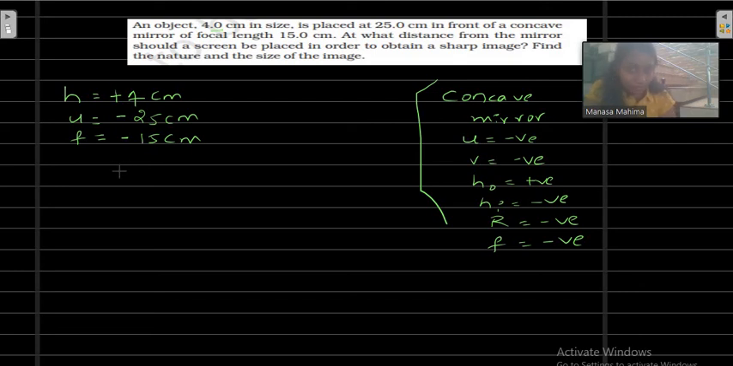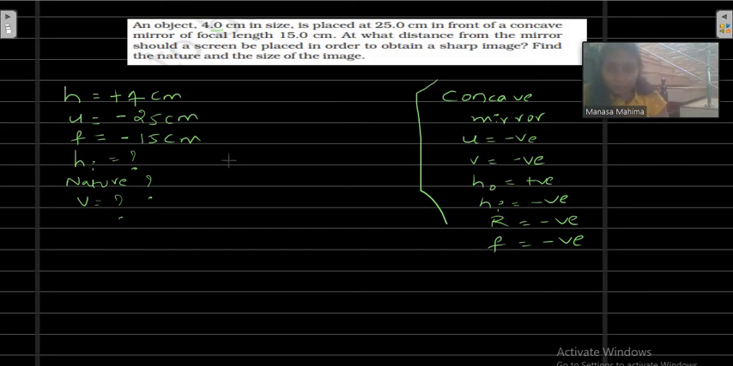They are asking to find the nature. Size means you have to find h i. And what else do you need to find? You need to find the nature of the image. Okay. From these values, what can you find? At what distance from the mirror should a screen be placed to obtain a sharp image? That means you need to find the v value. How can you find the value of v?